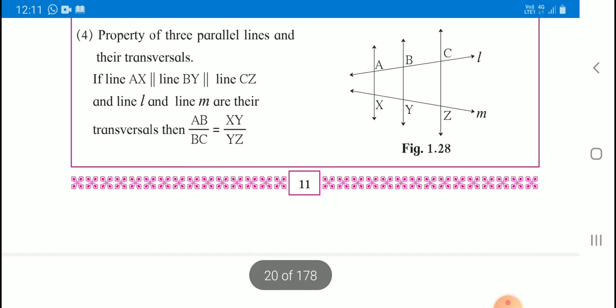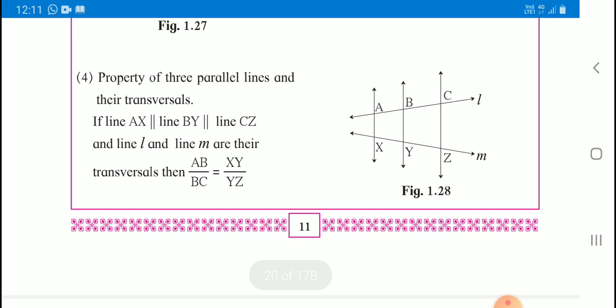For today it is enough. You have to write all these properties in your notebook and solve the exercise based on this. Till that time, be safe at your home.